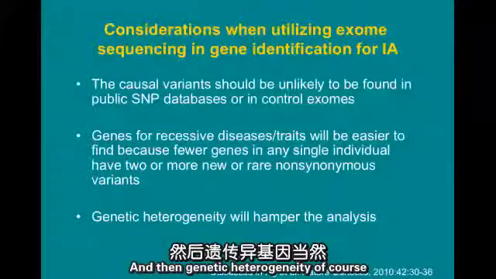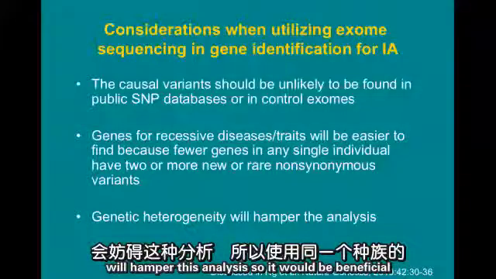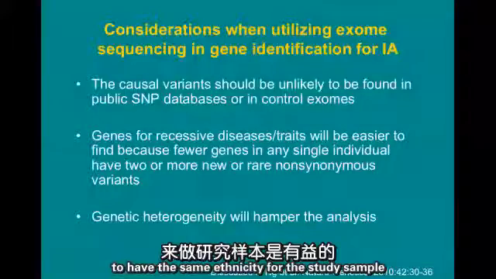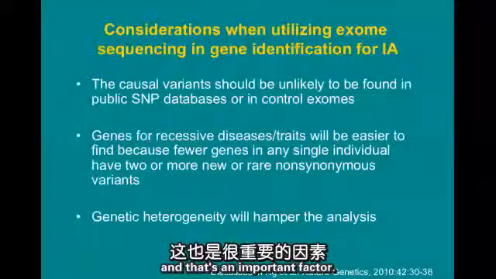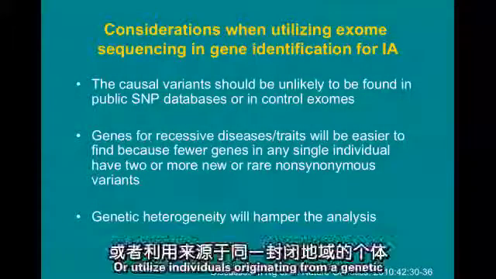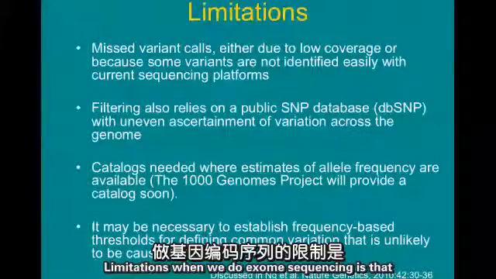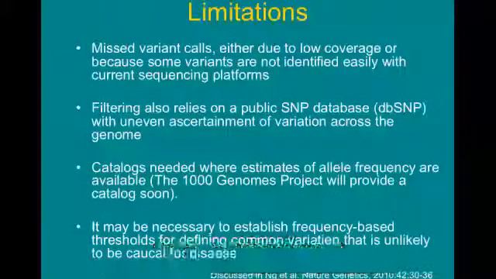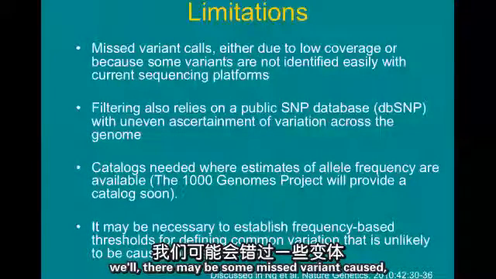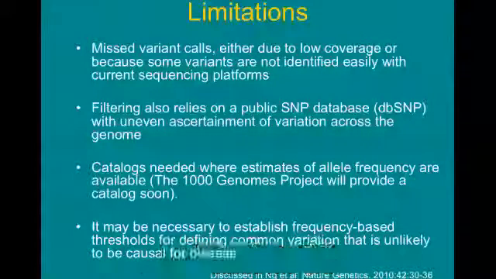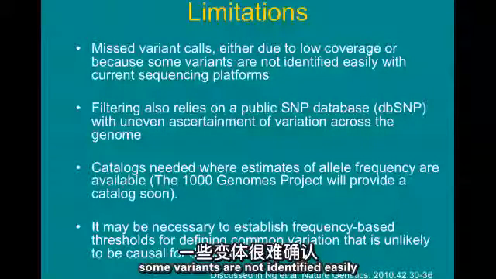And then genetic heterogeneity, of course, will hamper this analysis, so it would be beneficial to have the same ethnicity for the study sample, and that's an important factor, or utilize individuals originating from a genetic isolate, such as, for example, Finland. And limitations when we do exome sequencing is that there may be some missed variant calls, we may have low coverage, or some variants are not identified easily.